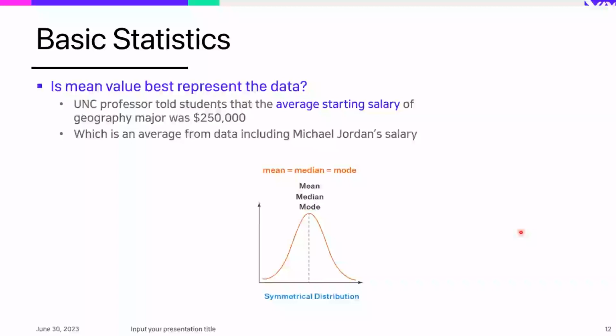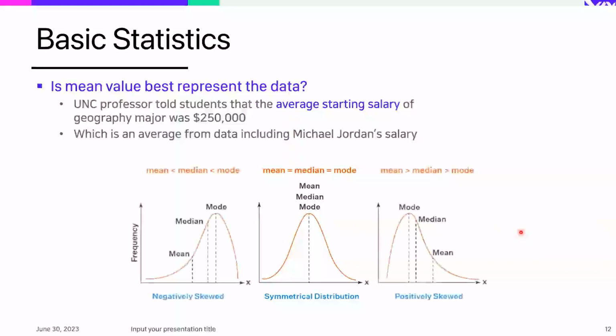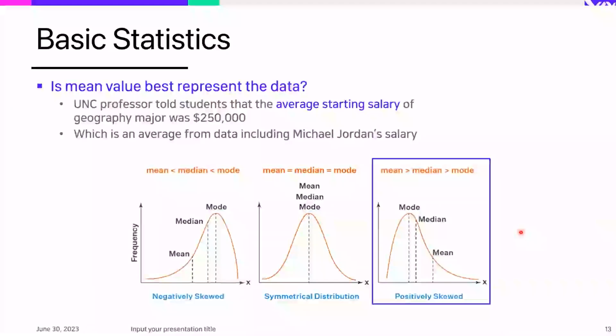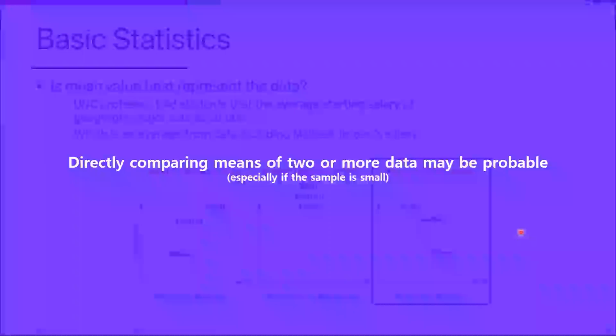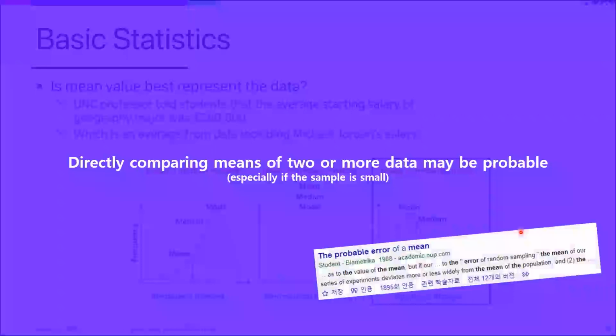So this mean would be meaningful if the population follows the distribution of this bell-shaped curve, but apparently this example follows this skewed curve. So the mean is kind of shifted to the right. So this example is to show that directly comparing means of two or more data may not be probable, especially if the sample is small. There is a paper about this, and if you're interested, you can go and read it.